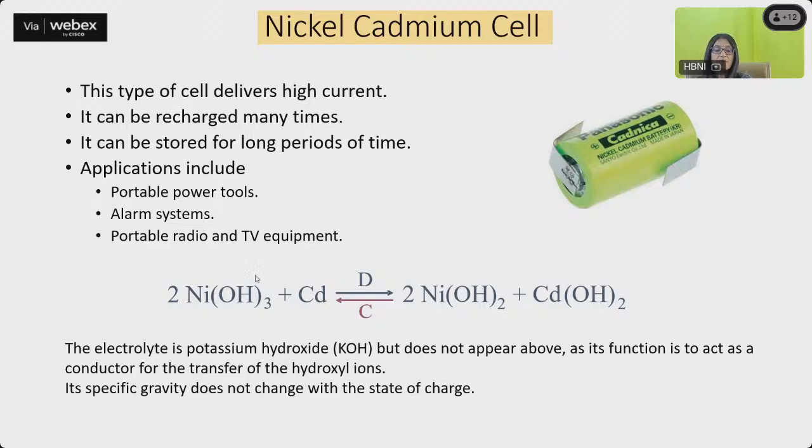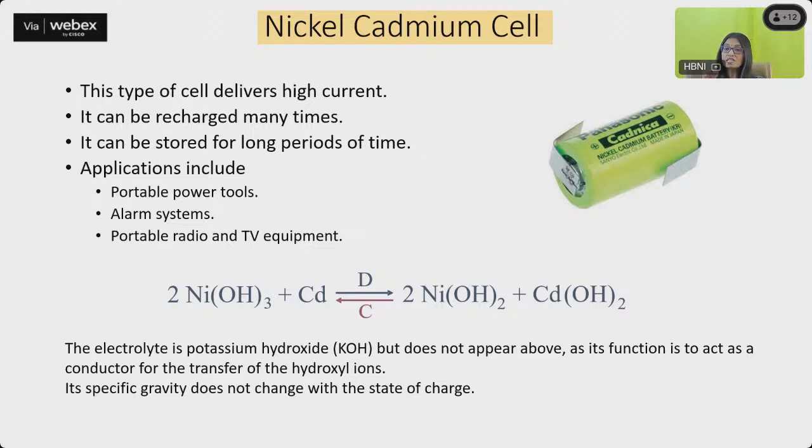So what is the reaction happening? You have nickel hydroxide and you have cadmium. When you are discharging, you are forming nickel hydroxide and cadmium hydroxide, whereas when charging happens, you have nickel hydroxide and cadmium reforming. The electrolyte in this case, please remember, is potassium hydroxide, but it is not taking part in the reaction. The only function of potassium hydroxide here is to conduct the ions, the transfer of the hydroxyl ions, so the electrolyte itself is not taking part in the reaction.